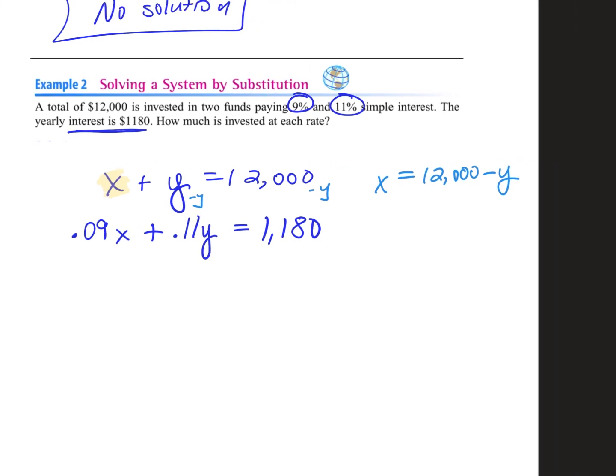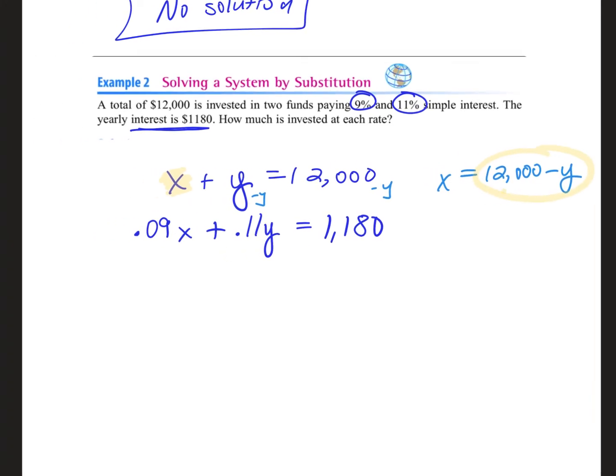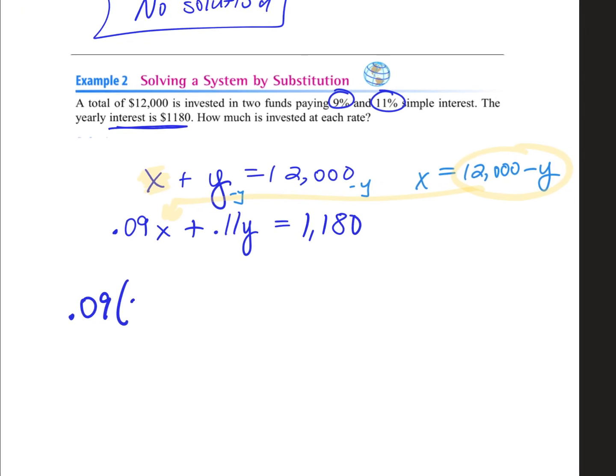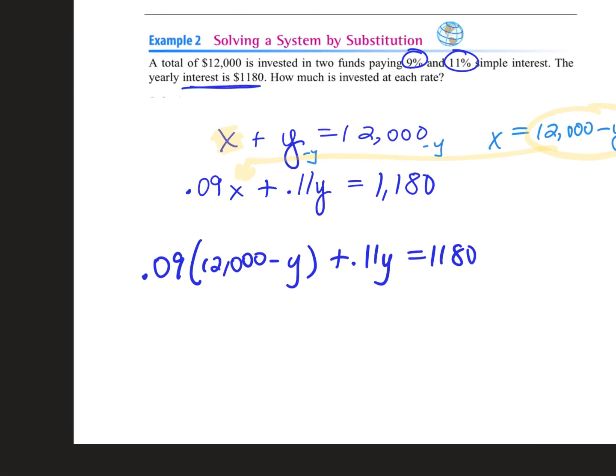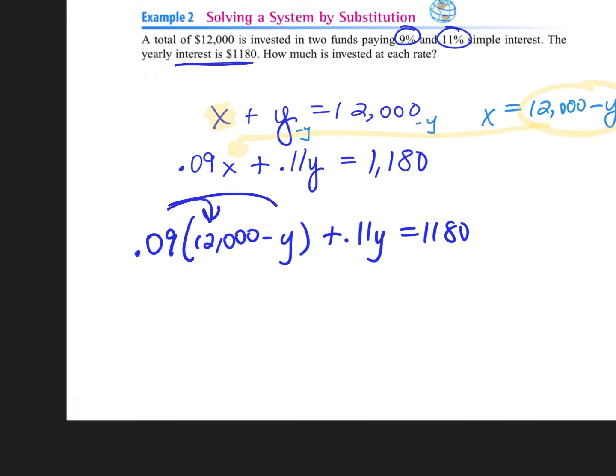So I'm going to take this value and plug it in right here. Now here's where your calculators come in handy. So work this with me. I have 0.09 times 12,000 minus Y plus 0.11y equals 1180. So when we distribute, what is 0.09 times 12,000? 1,080.